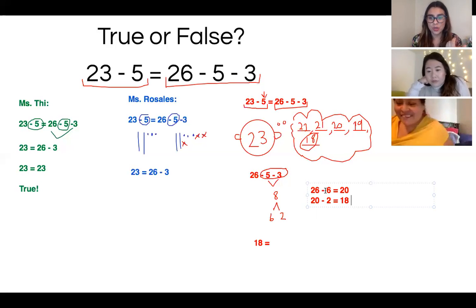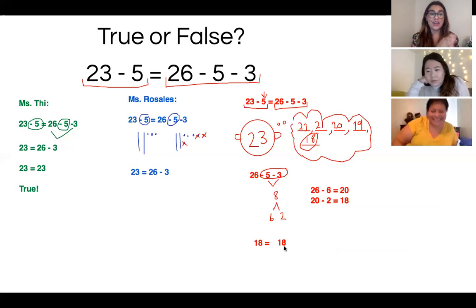So then we had 26 and we took away the 6 that we have here, and it got us to 20. And then we had 20 minus the 2 when we decomposed the 8, and it gave us 18. So 18 is the same as 18. So here we have 3 different ways we can figure out if the number sentence is true or false. And we found out that the number sentence is true.